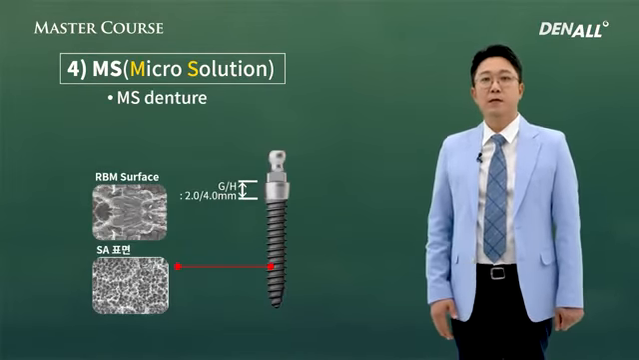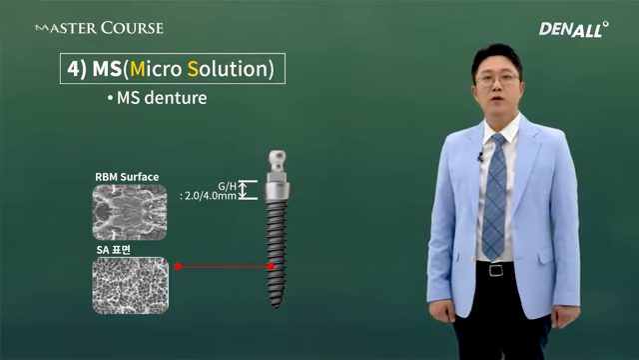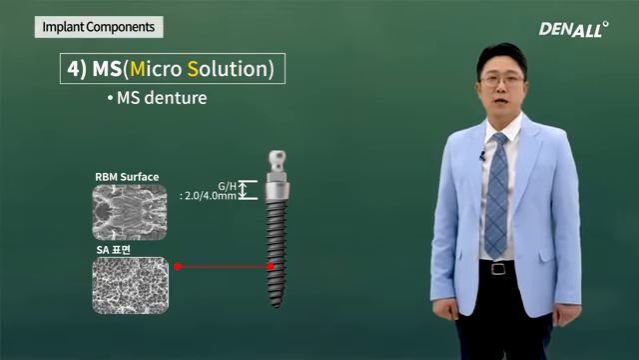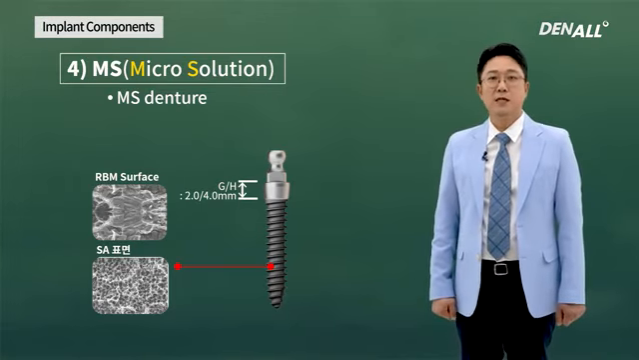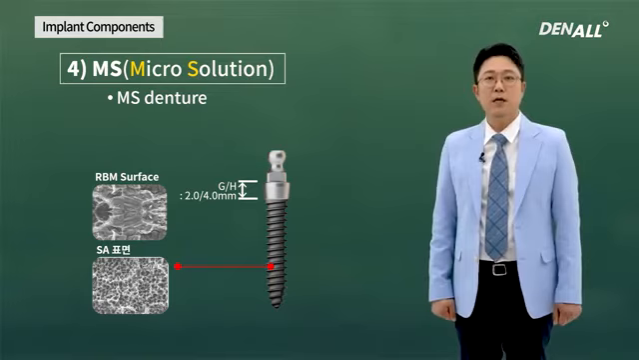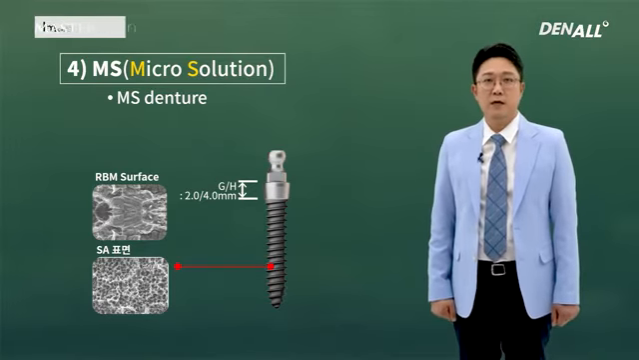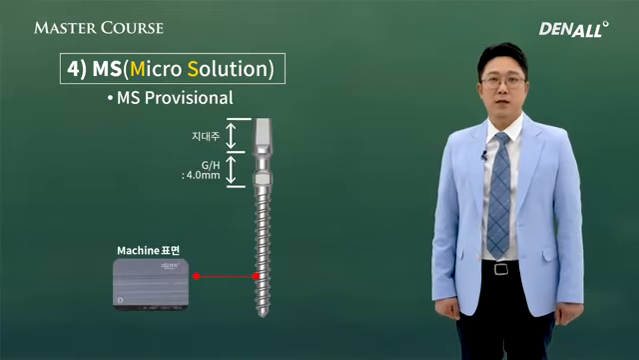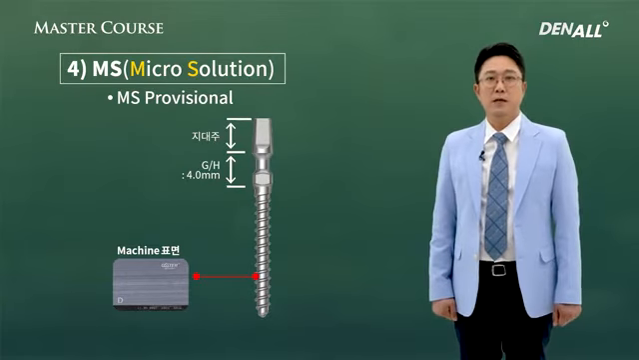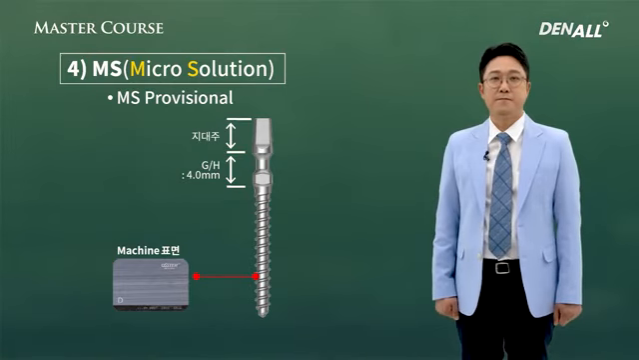MS denture implant. For denture, you can connect O-ring. It has superstructure like this, 2.0 and 4.0 millimeter gingival height. There are 2 options, so you can use it accordingly with the gingival thickness. The MS implant for temporary teeth, it can be used for a very short period, so there's no surface treatment here, and it only has one option.